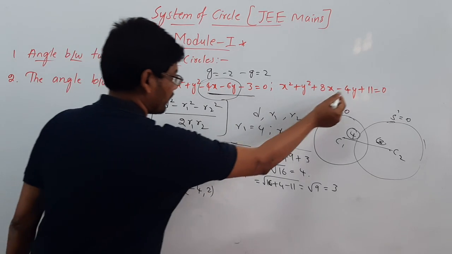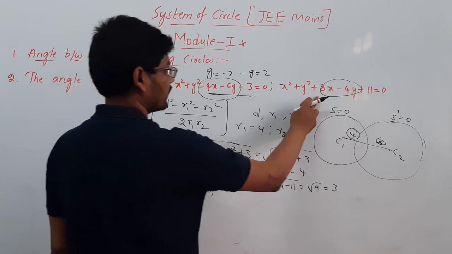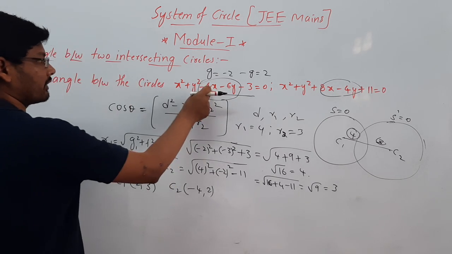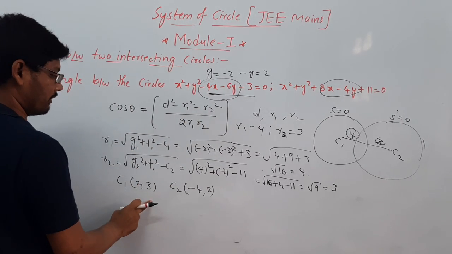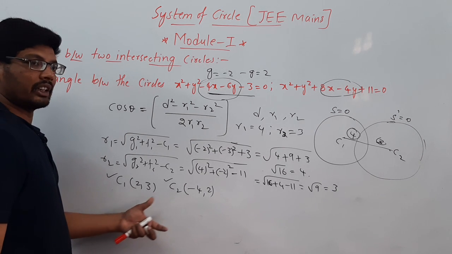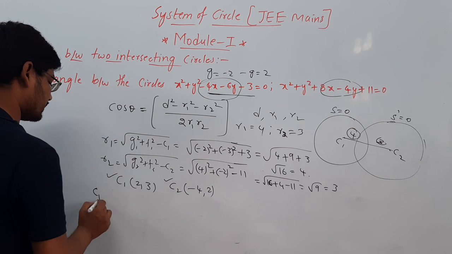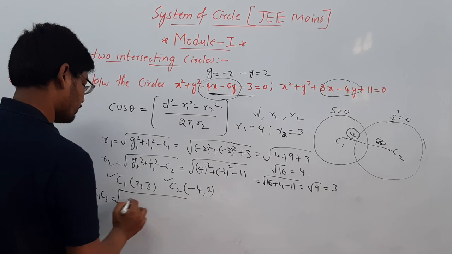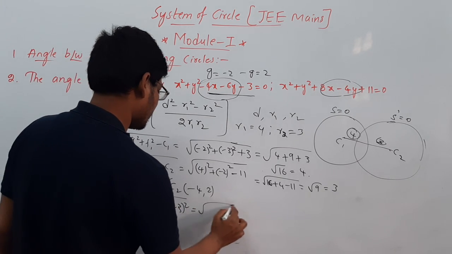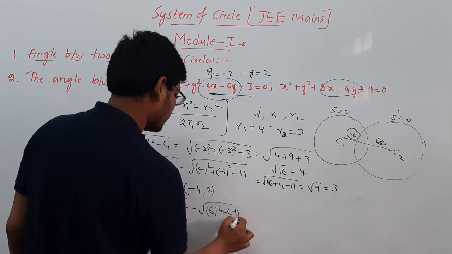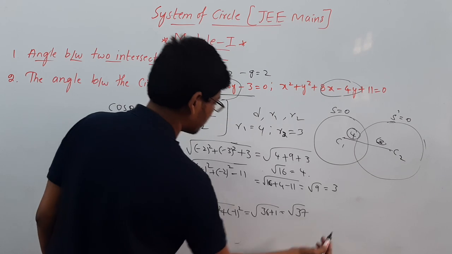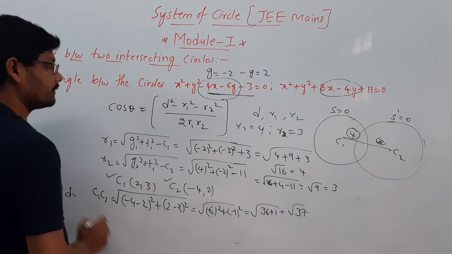Directly I am writing from this C2 the center: half of this one, and the signs will be changed. This is the shortcut trick to find the center of the two circles. C1C2 distance is the square root of minus 4 minus 2 whole square plus 2 minus 3 whole square, that is nothing but 6 whole square plus minus 1 whole square, that is nothing but root 36 plus 1, that is equal to square root of 37. This is the D here.